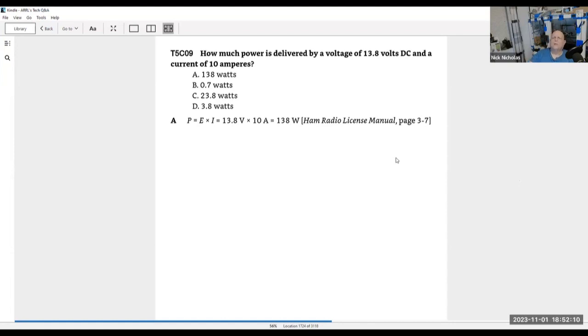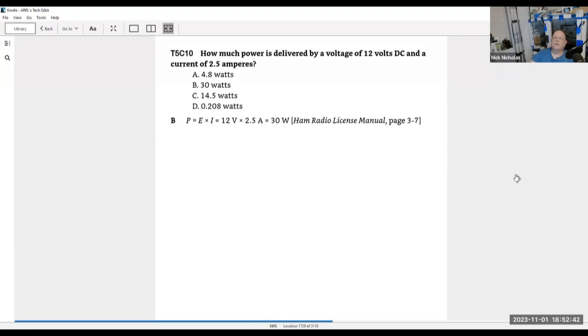How much power is delivered by a voltage of 13.8 volts DC and a current of 10 amps? Well, P is equal to E times I. We got 13.8 volts. You multiply it times the current, 10 amps, and you'll get 138 watts. The answer is A.